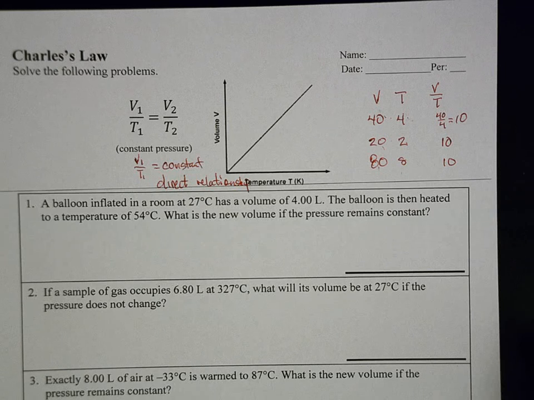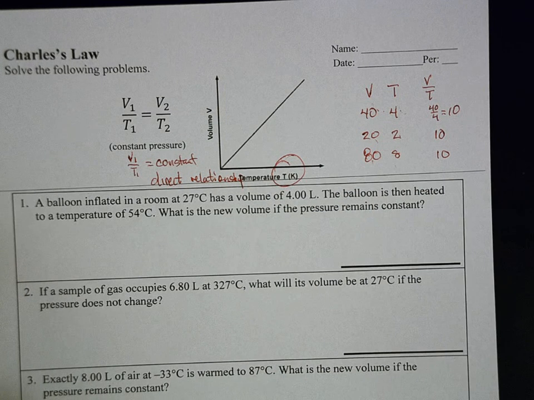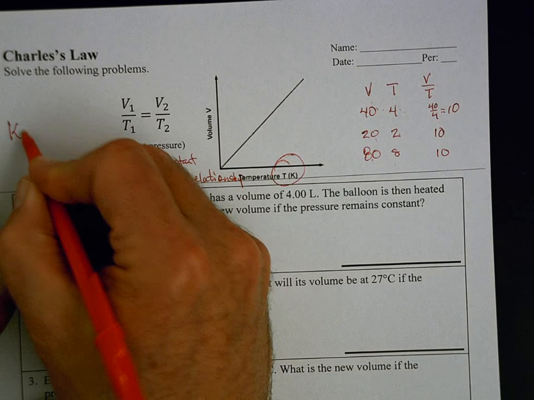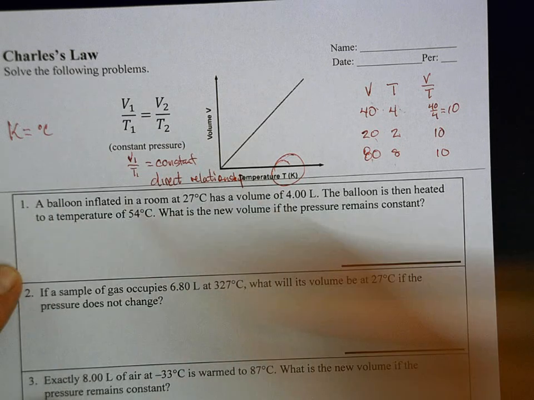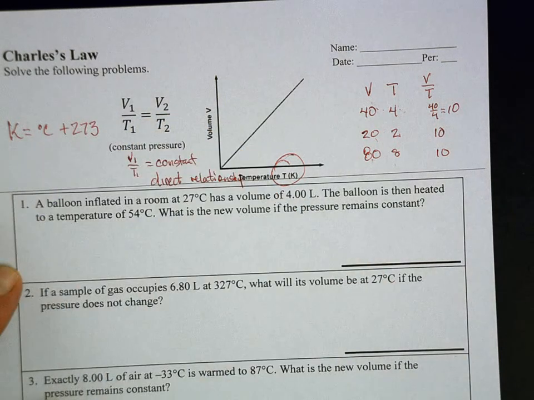However, little wrinkle. Kind of annoying, but it's the way it is. Note right here, it says K for Kelvin. This law only works if you're in Kelvin. Well, what is Kelvin? Basically, Kelvin equals Celsius plus 273.